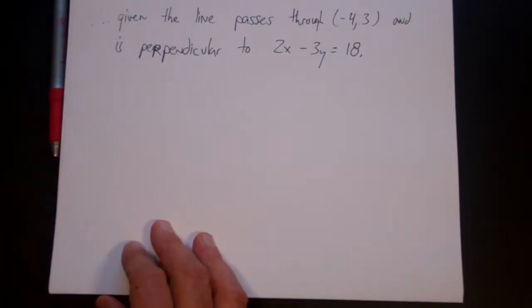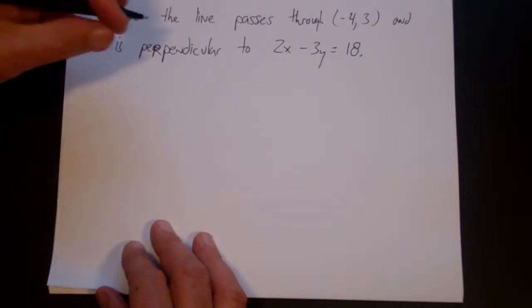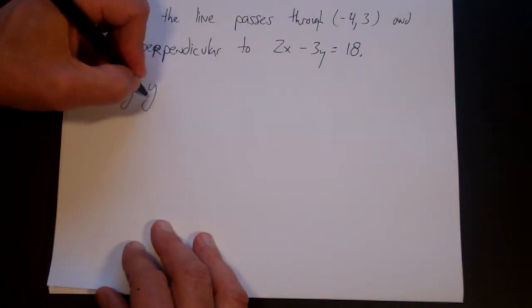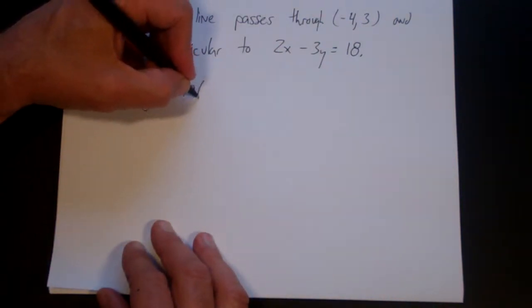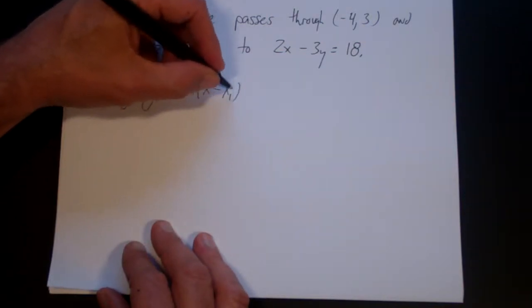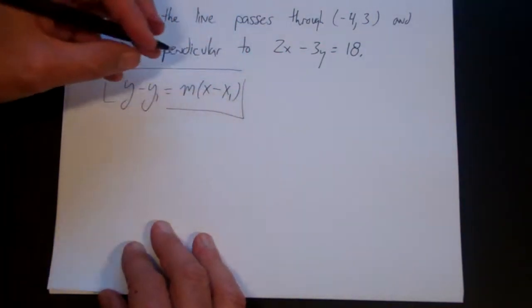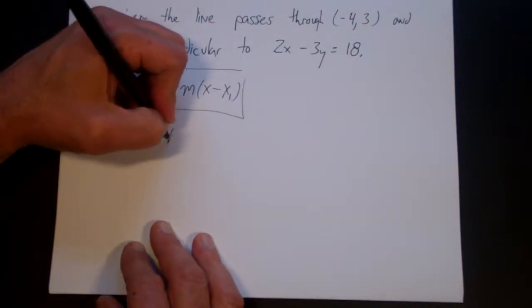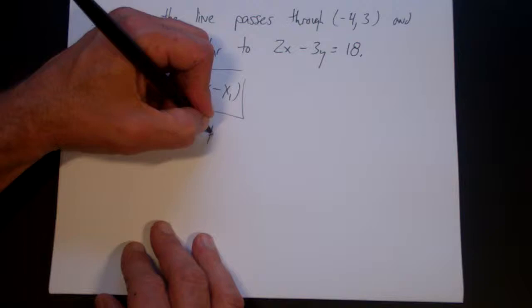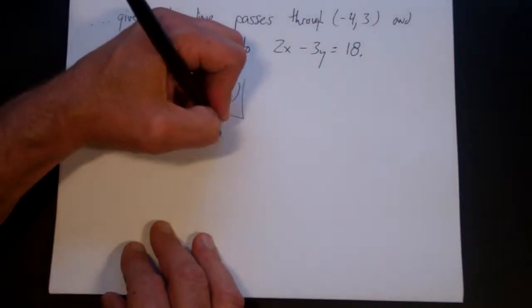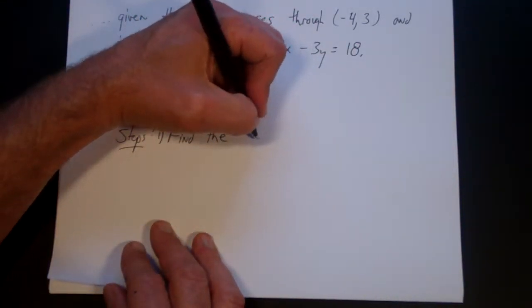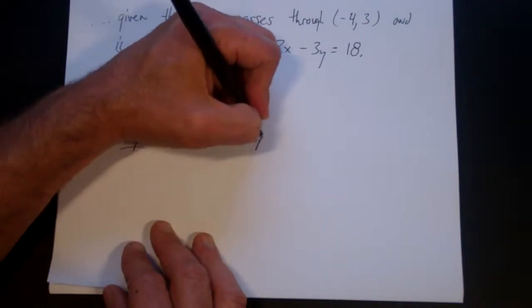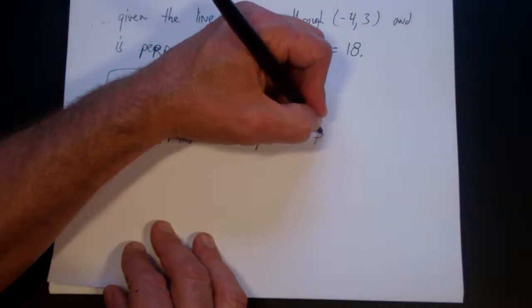Now the first thing you do is you need to know what formula to use, and the formula you're going to use is y minus y1 is equal to m(x minus x1). That's the form that you're going to use. And then the steps are, first, find the slope of the given line. If you notice, these steps are exactly the same as they were with parallel lines. So find the slope of the given line.